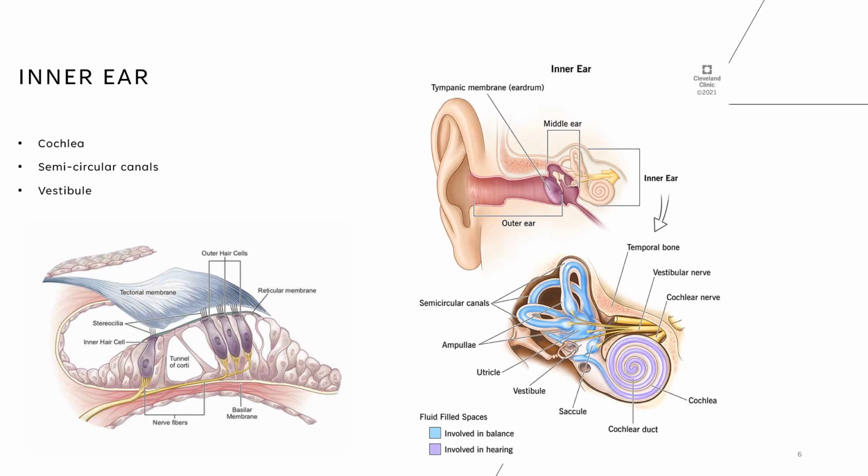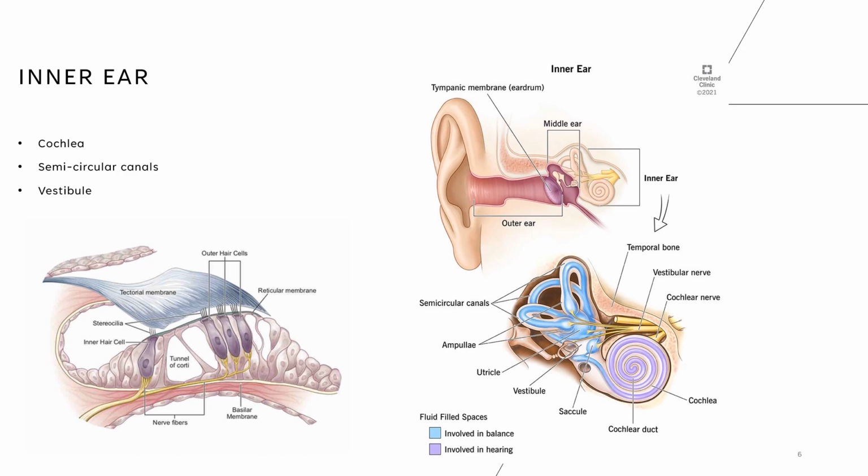The inner ear consists of several important components, including the cochlea, semicircular canals, and vestibule. The cochlea is a spiral-shaped, snail-like structure within the inner ear. It is responsible for converting sound vibrations into electrical signals that can be interpreted by the brain.